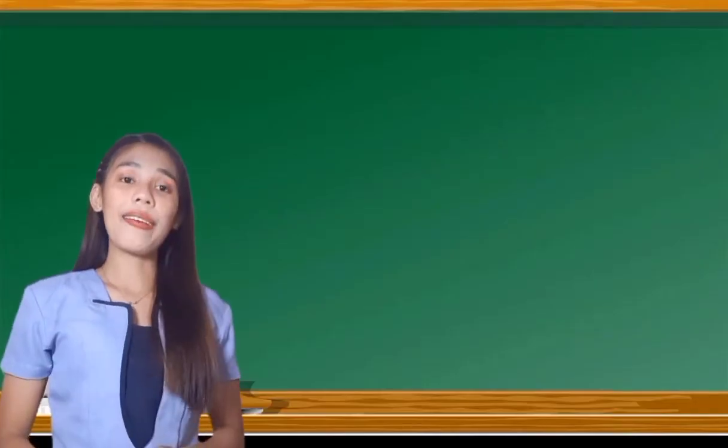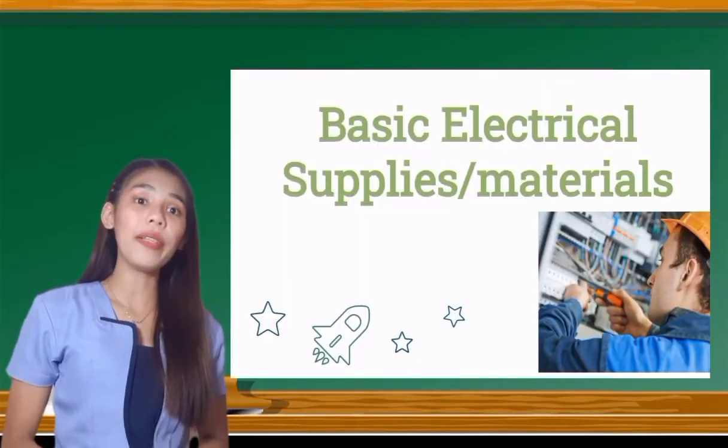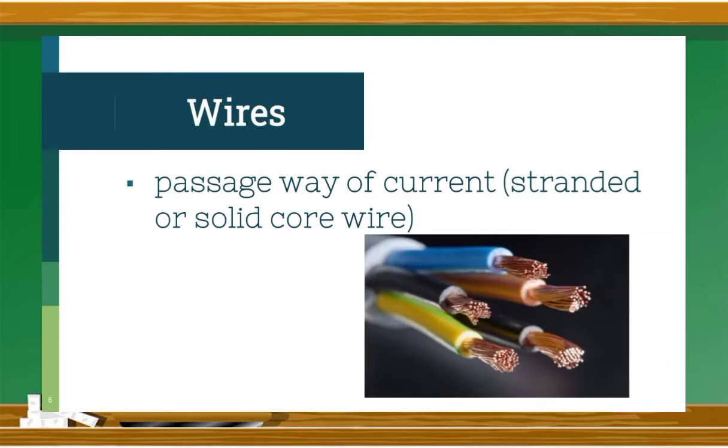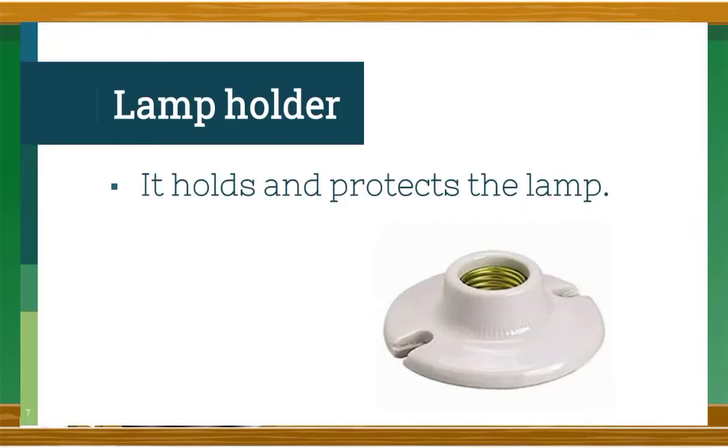Our next topic is the basic electrical supplies and materials. First is the wires. Passageway of current, stranded or solid core wire. The next one is the lamp holder. It holds and protects the lamps. It is also known as a light socket. Fixtures used in lighting installations.